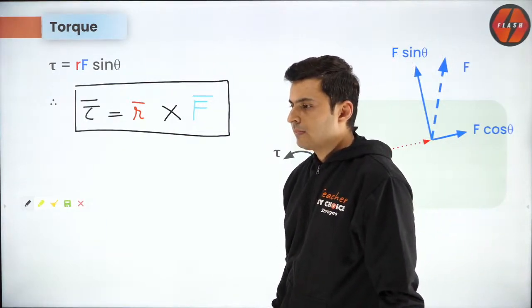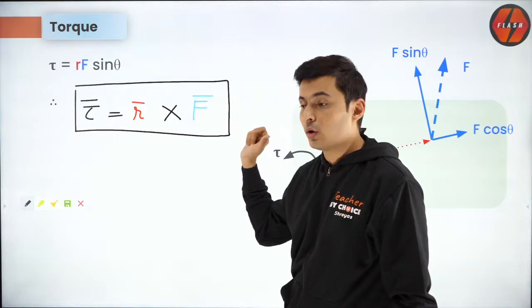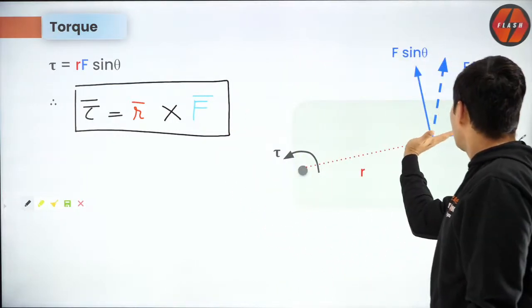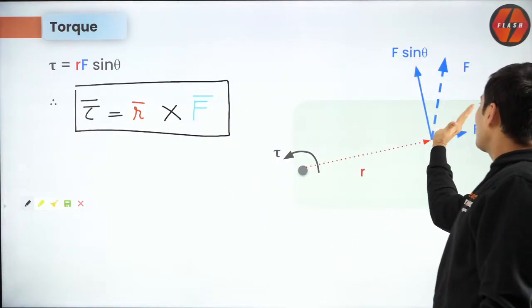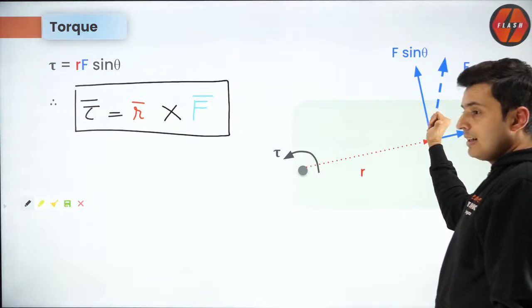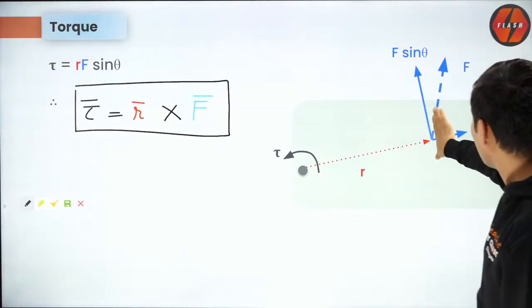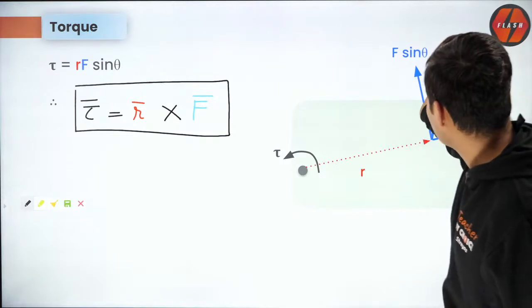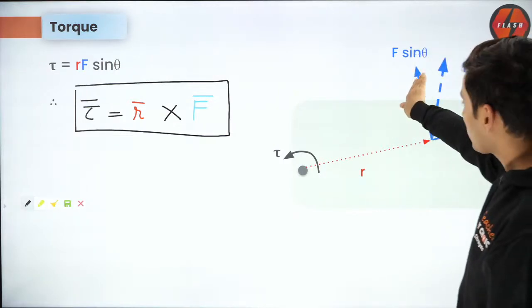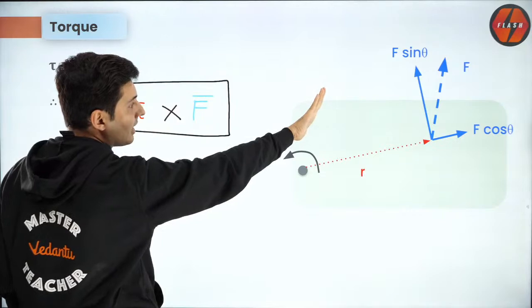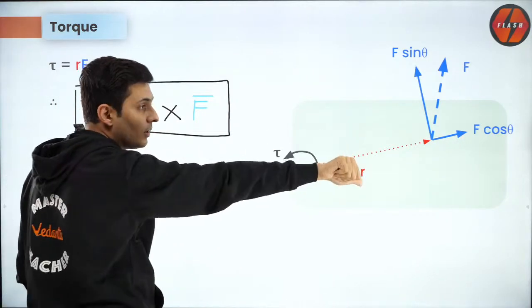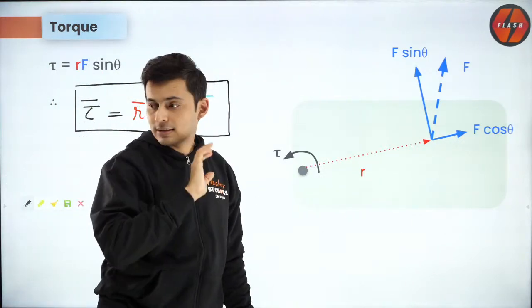Is that clear, everyone? It is R cross F. I hope this is clear. R is here, F is there. So R cross F. Remember the smaller angle? That's it. If you do F cross R, F is there, that side. F cross R, it will go inside your thumb. Okay, that's what you should know.